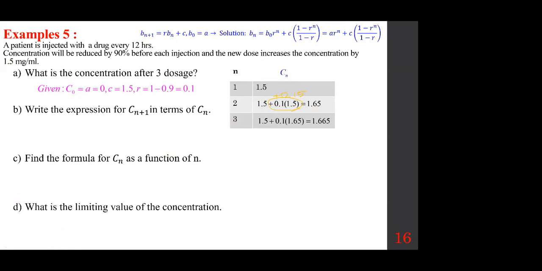Now, 10% of this amount is 0.165, and it's added to 1.5, and this is after the third one. Okay. We are going to write part B.